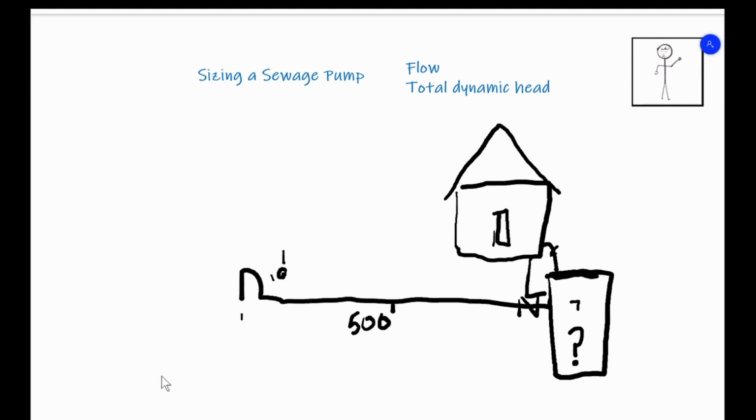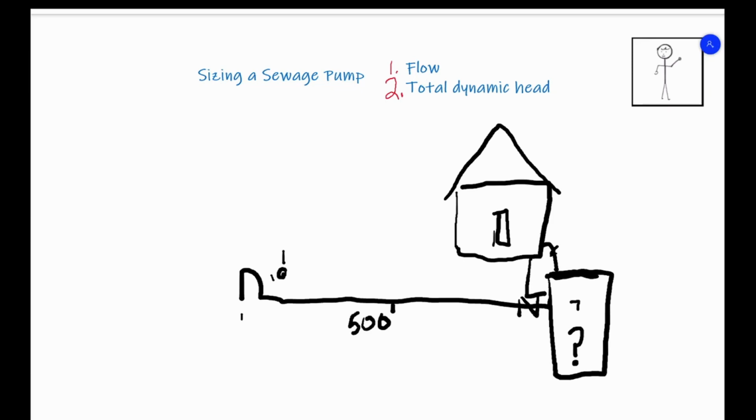Here, let me do this in red. We need 2 bits of information to size a sewage pump. We need flow, and we need total dynamic head, which sounds complicated, but it's not. Okay. So I'm going to show you how I find flow first, because we need to find the flow before we can find the total dynamic head.